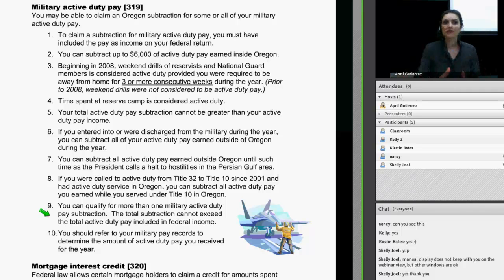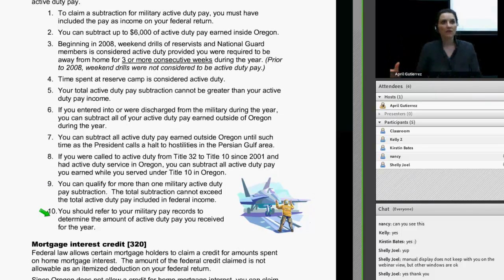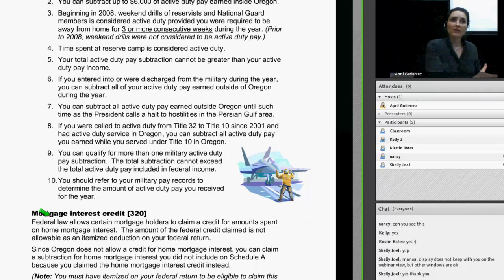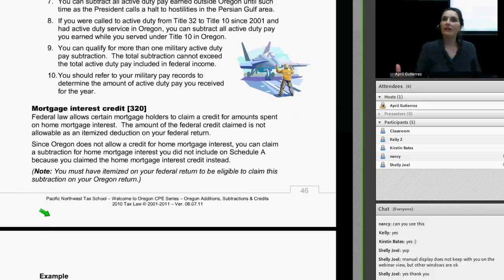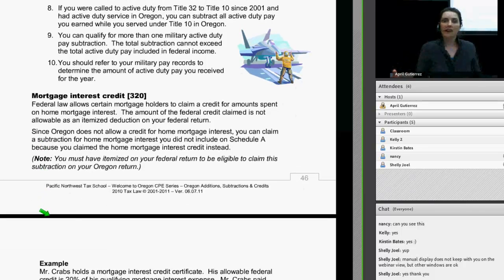But if they were called to active duty under Title 32 or Title 10, in addition to that $6,000, they can also subtract all active duty pay earned inside Oregon. But let's say you've got some active duty pay earned inside Oregon, and then you also have active duty pay earned outside Oregon. That inside Oregon is limited to $6,000, and active duty pay outside Oregon is not limited at all. So you could have up to $6,000 in Oregon plus all active duty pay outside of Oregon. Crystal clear now, right?